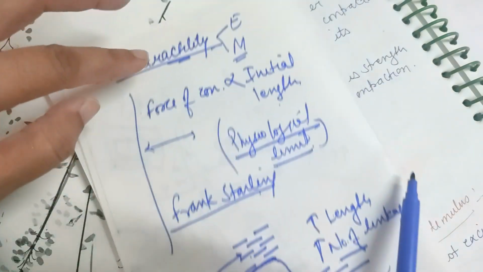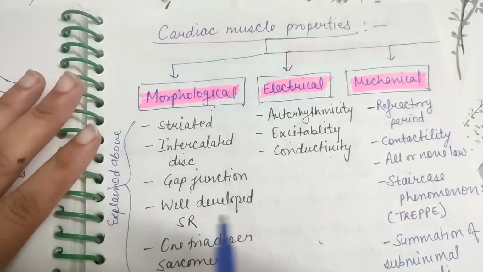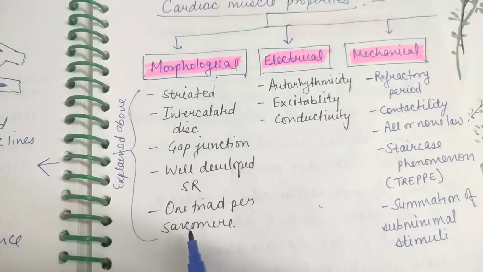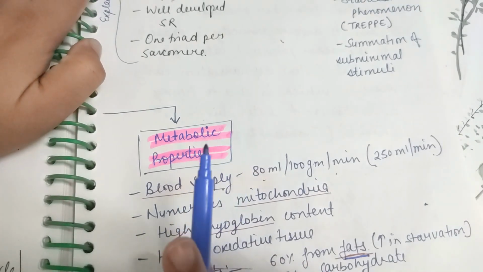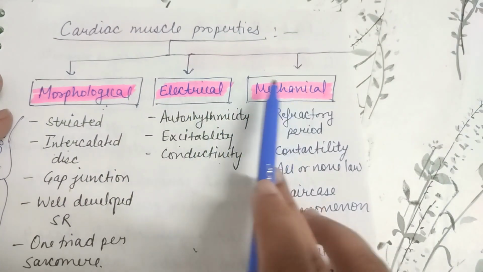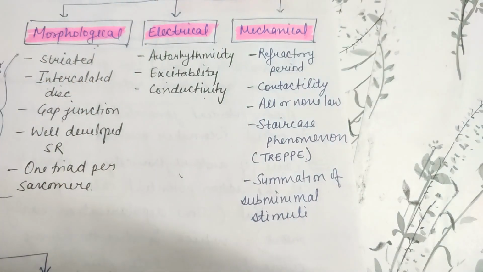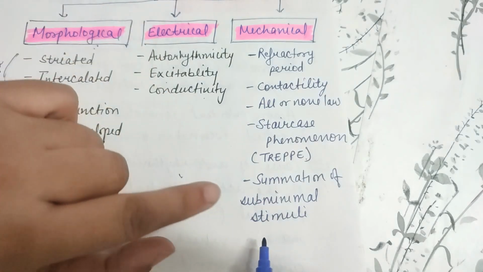Okay, so this is the last property of cardiac muscle. In this video, we have discussed all the properties of cardiac muscle. We have covered morphological properties and the metabolic properties. You can leave the metabolic properties if you want, but these two segments are very important, and how you have to explain them. We have touched upon every point, how you have to explain all of these. So I hope this is clear.